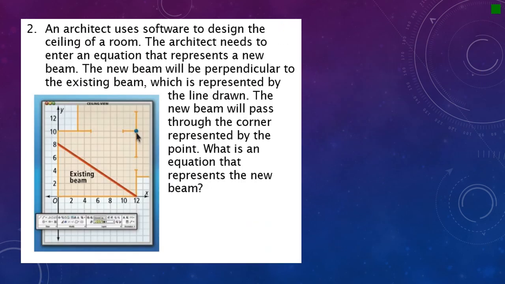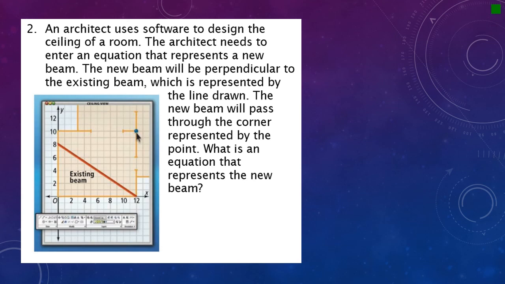An architect uses software to design the ceiling of a room. The architect needs to enter an equation that represents a new beam. The new beam will be perpendicular to the existing beam, which is represented by the line drawn. This new beam will pass through the corner represented by the point. What is an equation that represents the new beam?